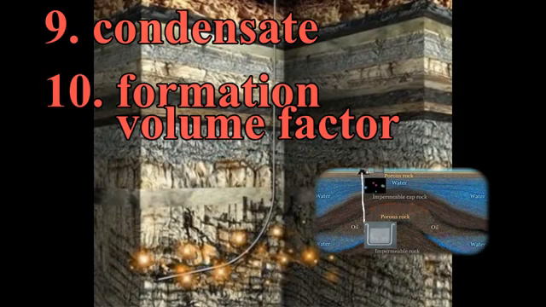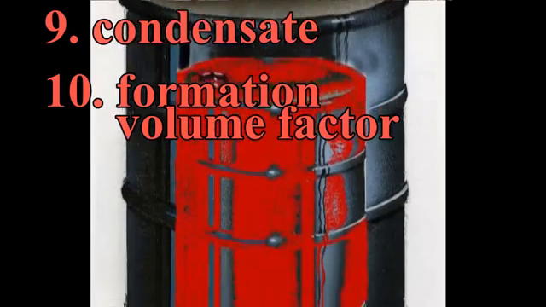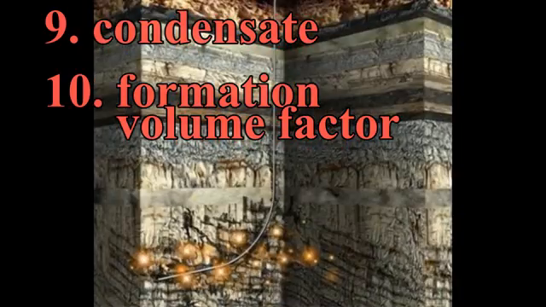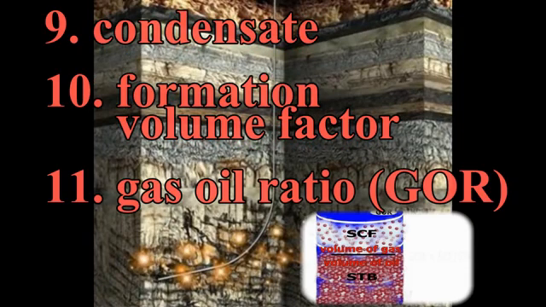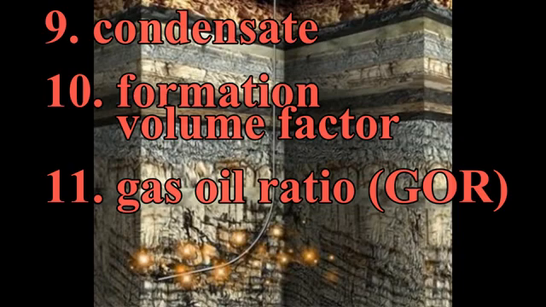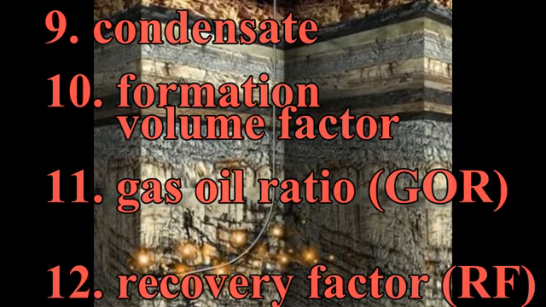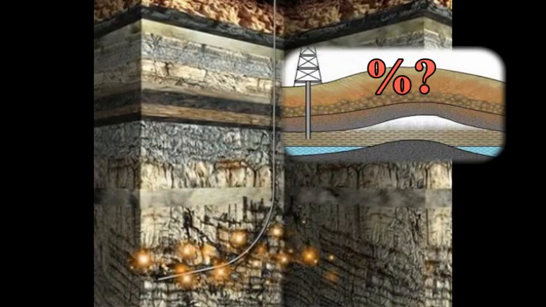10. Formation volume factor, or beta, measures the shrinkage of the volume of the liquid as it moves from the reservoir to the surface. 11. The gas-oil ratio, or GOR, measures the ratio of the volume of gas, SCF, to the volume of oil, STB. 12. The recovery factor, or RF, measures the percentage of oil in the reservoir that can be expected to be produced or recovered from a reservoir with current technology.